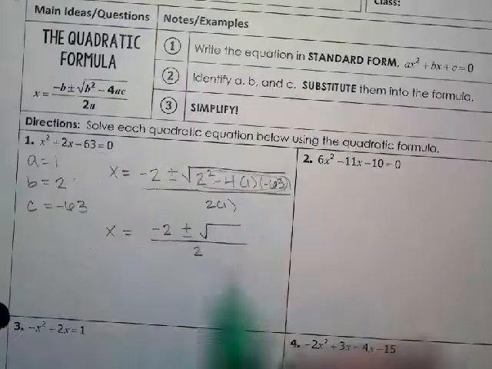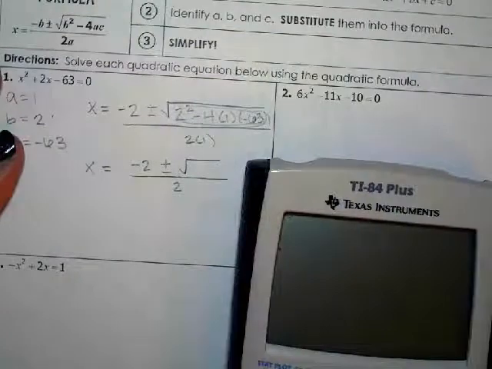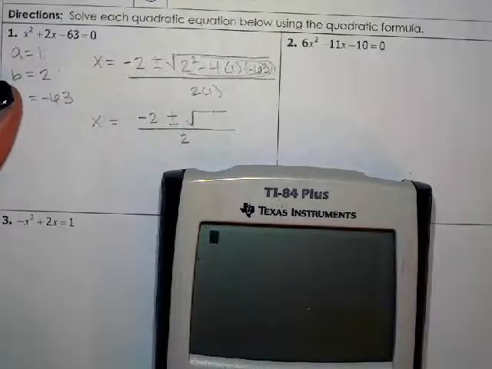Yes, Nate. Yes. 2 squared minus 4 times 1 times negative 63. That was Nate saying, please, let's get back on track. I would appreciate that.